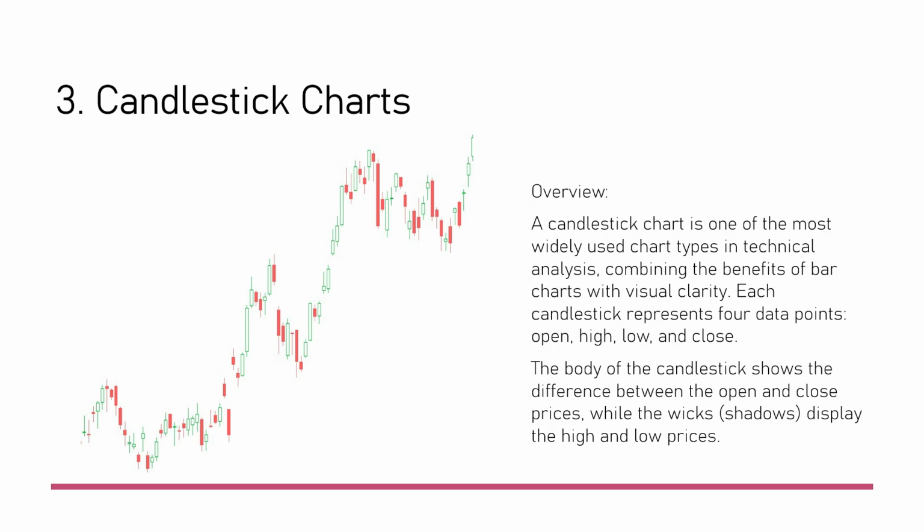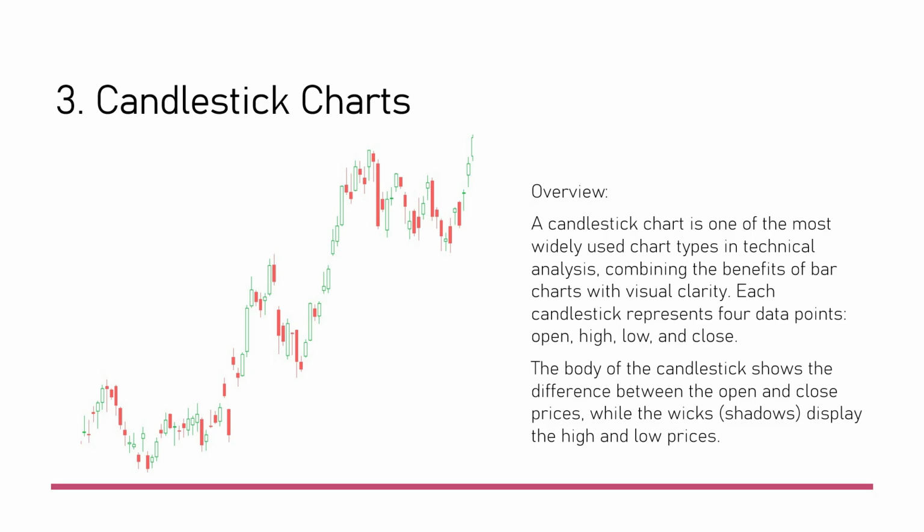The body of the candlestick represents the difference between the open and close prices, giving you a sense of whether the session was bullish or bearish. If the closing price is above the opening price, we typically see a hollow or green candle, indicating bullish movement. If the closing price is below the opening, we see a filled or red candle, signaling a bearish session.